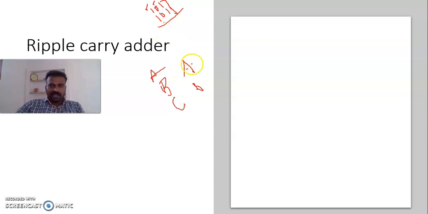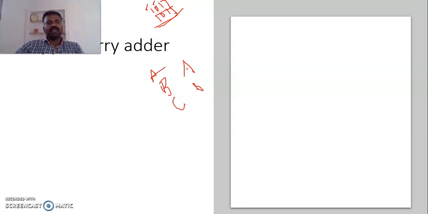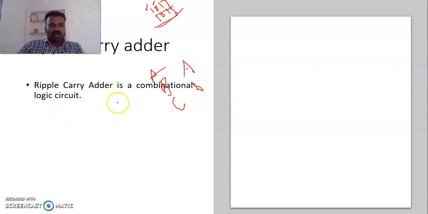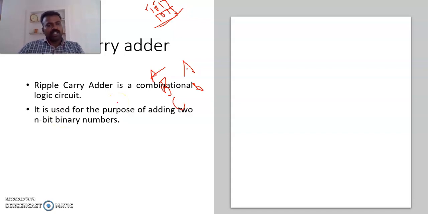Okay, earlier in the half adder we used A, B only, single bit, and A, B, C again single bit. But now, if suppose more number of data are coming, like this 1 0 1 1 0 is coming, how to add? So for that purpose only we are going for ripple carry adder. Ripple carry adder means the carry is forwarded to the next position. That is what a ripple carry adder is. Okay. So a ripple carry adder is a combinational logic circuit, and it is used for the purpose of adding 2 n-bit binary numbers.